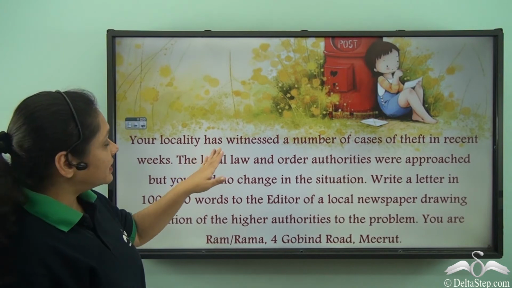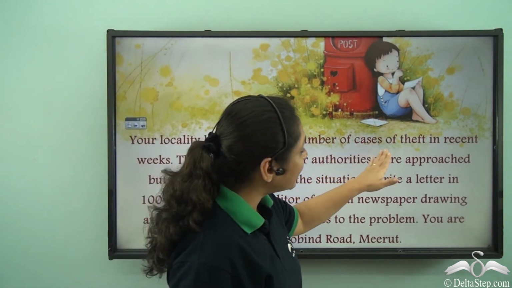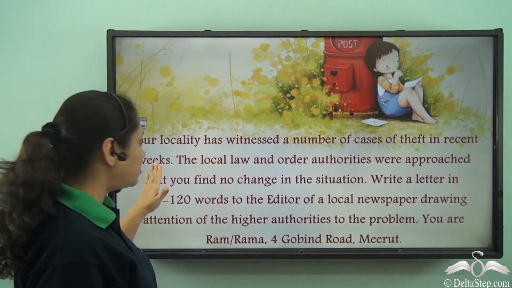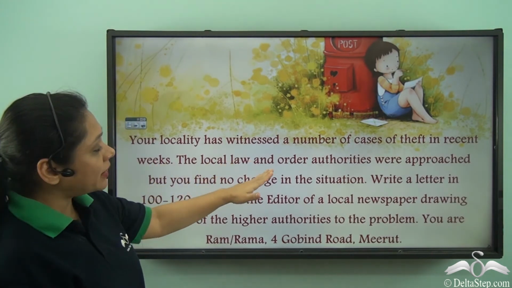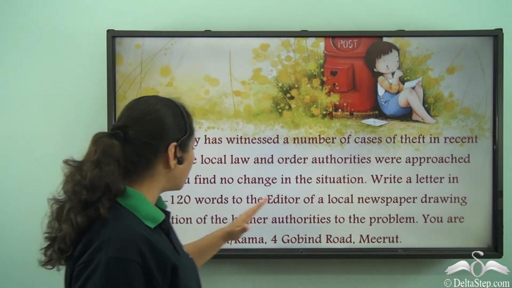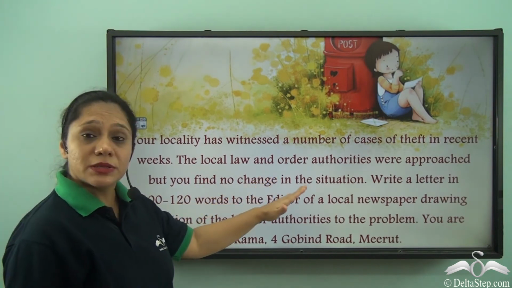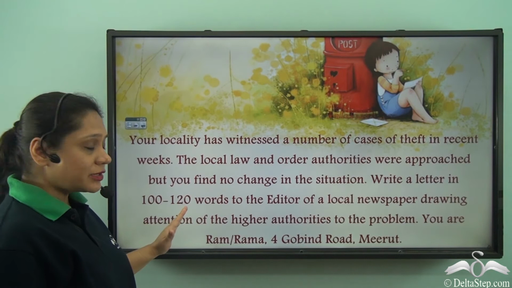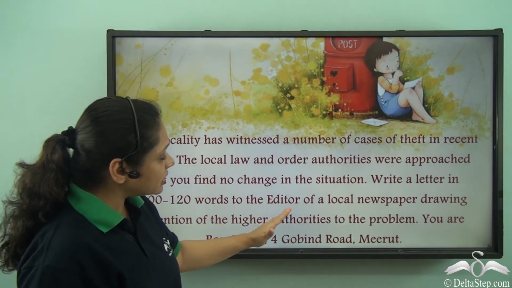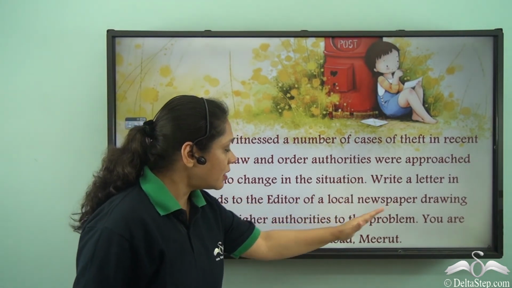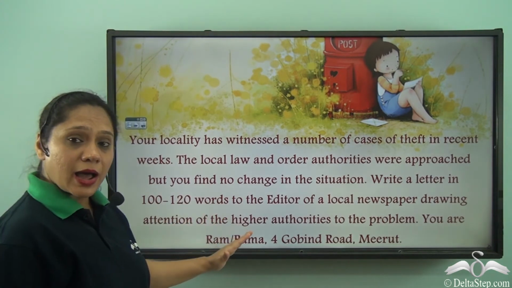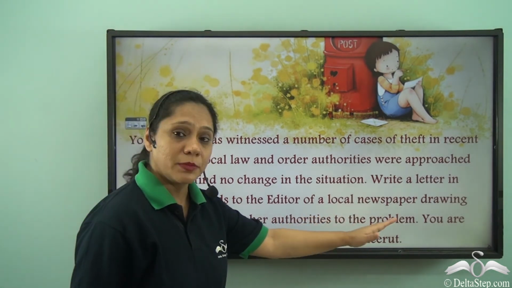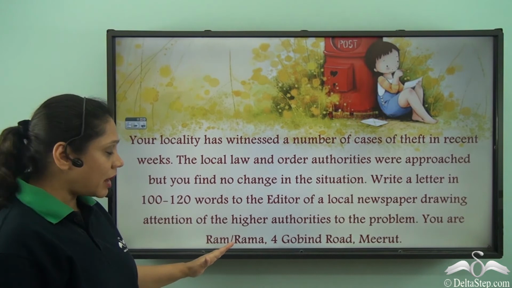Your locality has witnessed a number of cases of theft in recent weeks. The local law and order authorities were approached, but you find no change in the situation. Write a letter in 100 to 120 words to the editor of a local newspaper, drawing attention of the higher authorities to the problem. You are Ram or Rama, 4 Gobind Road, Meerut.